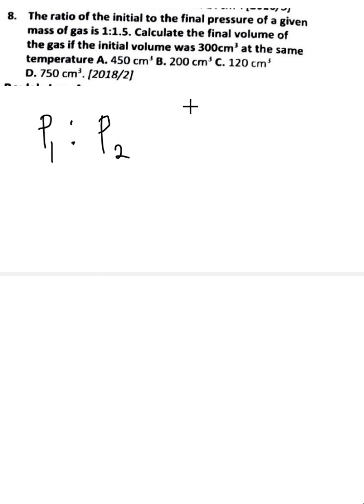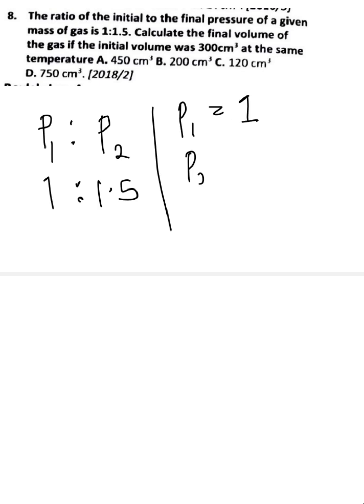If you want to write the ratio of A and B, you write like this: ratio of A and B. So that is the right ratio. Same thing that they give us here: the ratio of the initial pressure P1 to the final pressure of a given mass of gas is 1:1.5. That means initial pressure is 1, final pressure is 1.5. You see, it's a very simple thing. So we say P1 is 1, while P2 is 1.5.